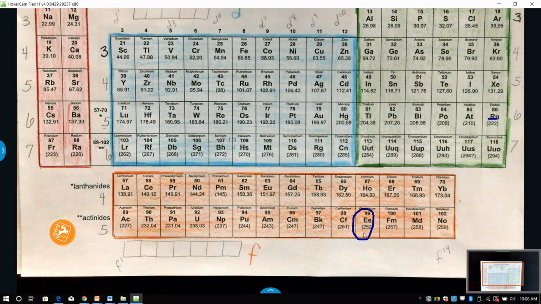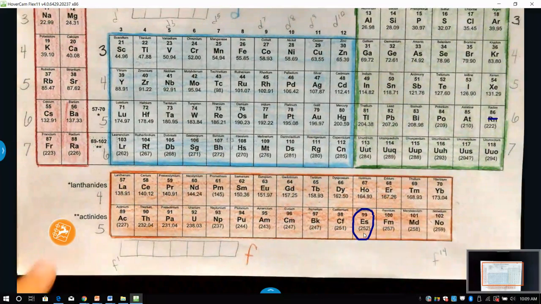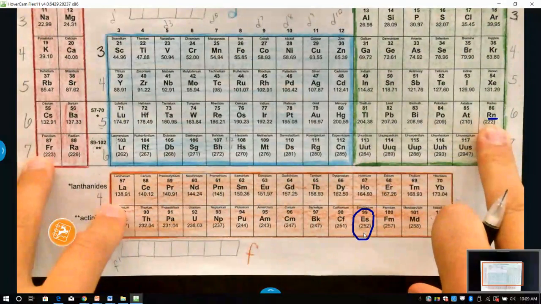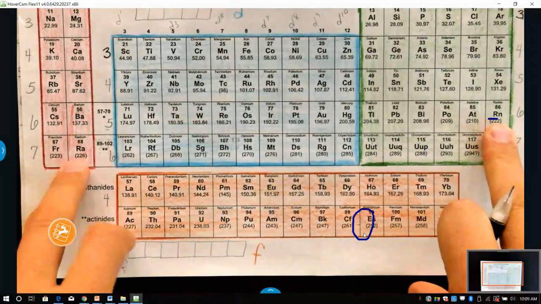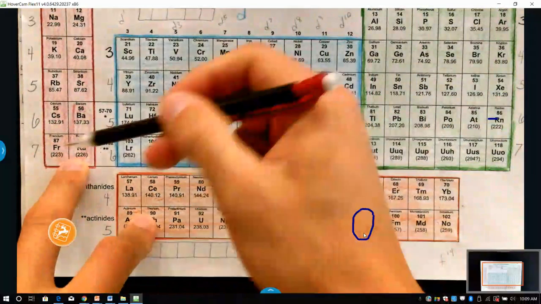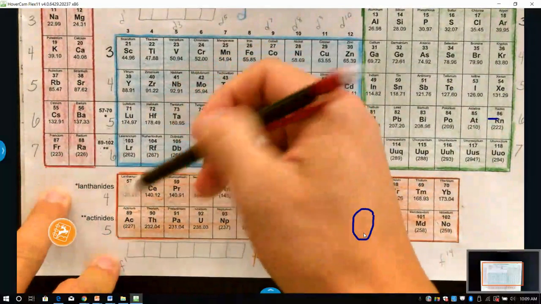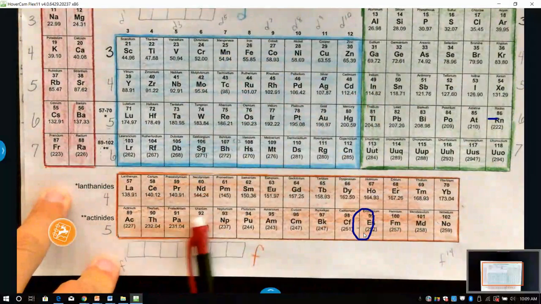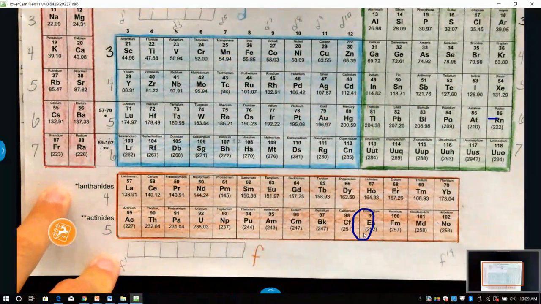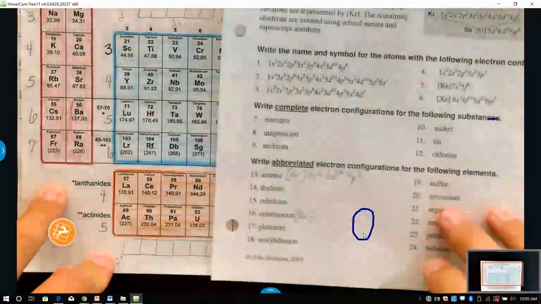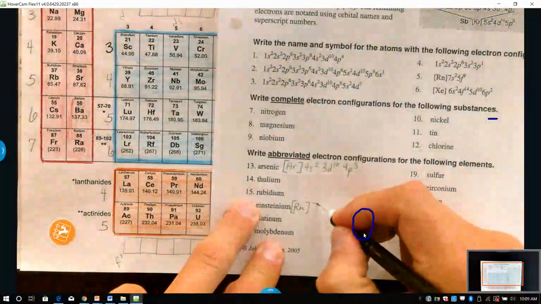Radon finishes everything up to 6p. So to get to 5f11, it's just going to be 7s2, then 5f11. So after radon, we have our 7s2. And then that would drop us into, after 88 comes 89, and we scoot all the way across, and since Einsteinium is the 11th one there, that would be our configuration.